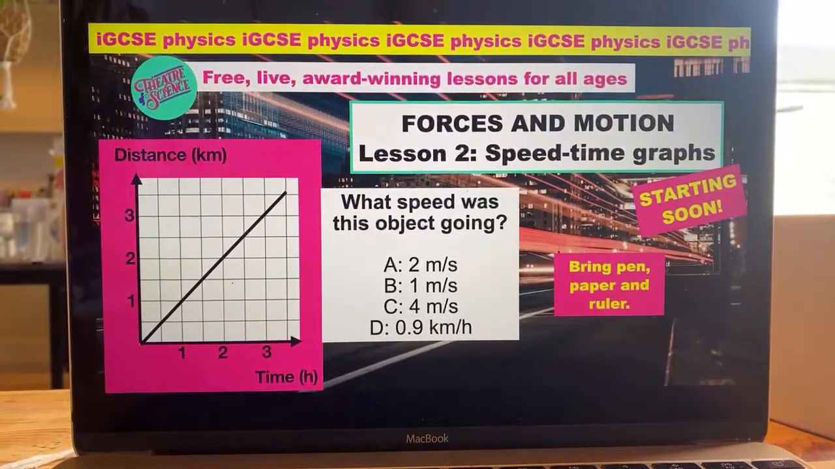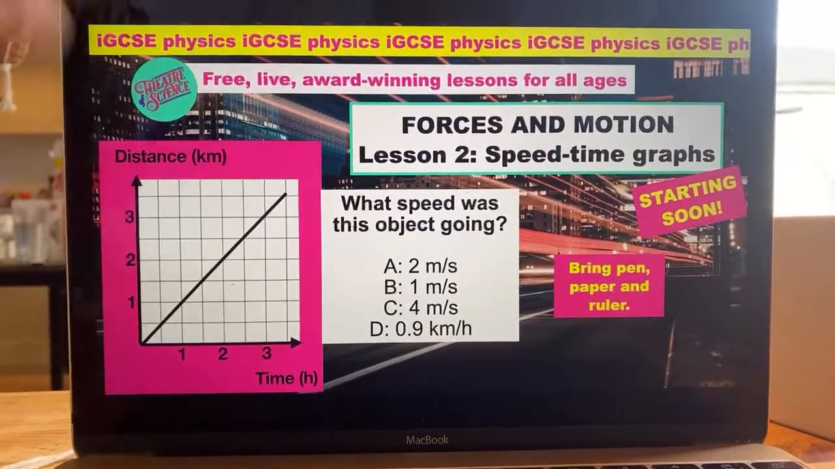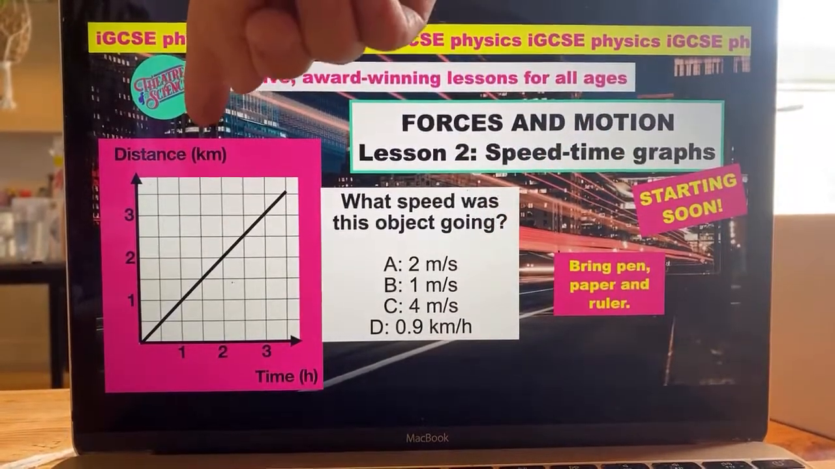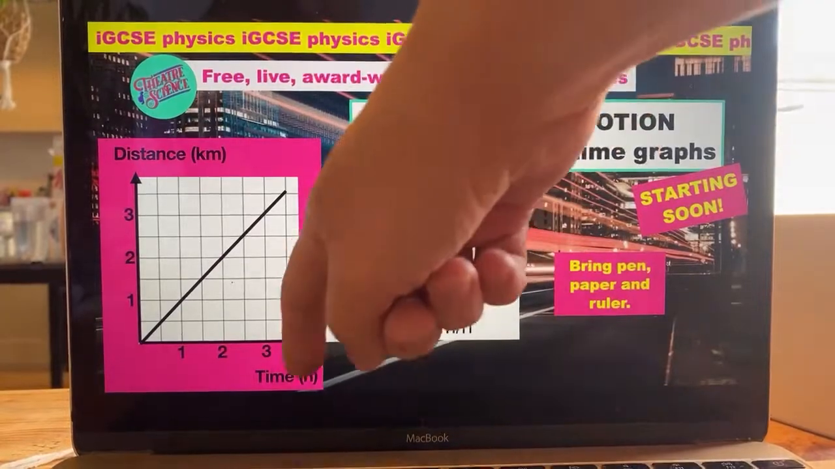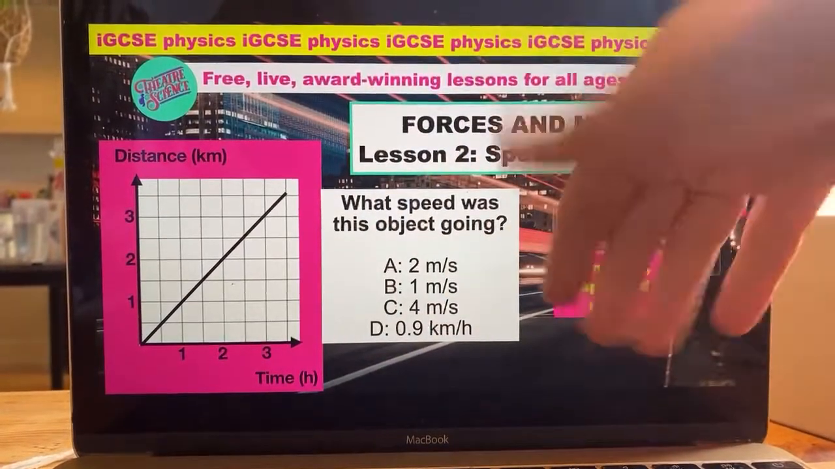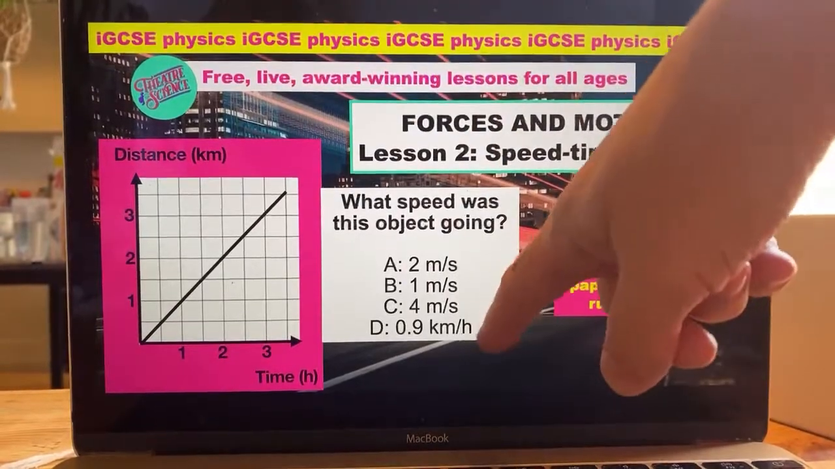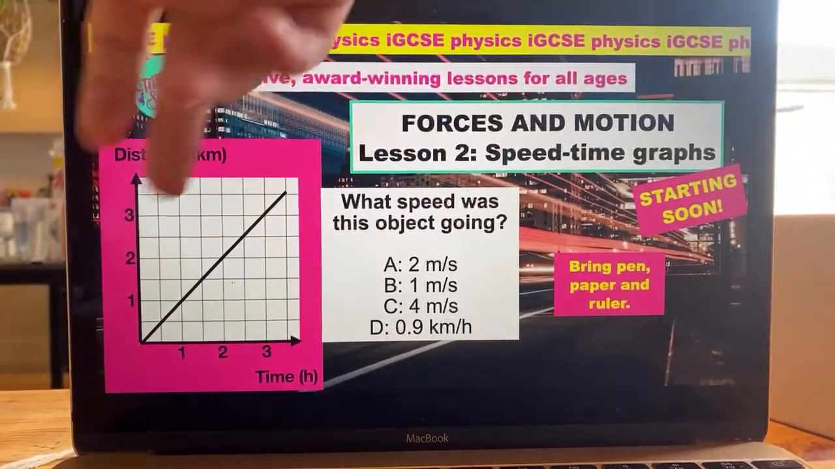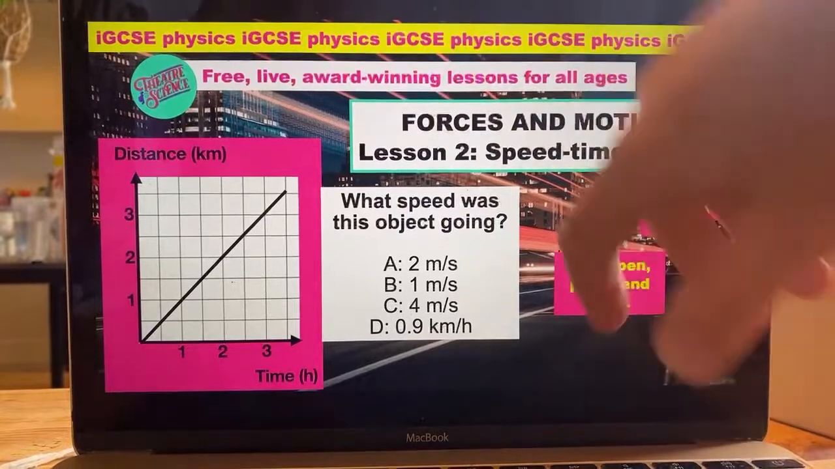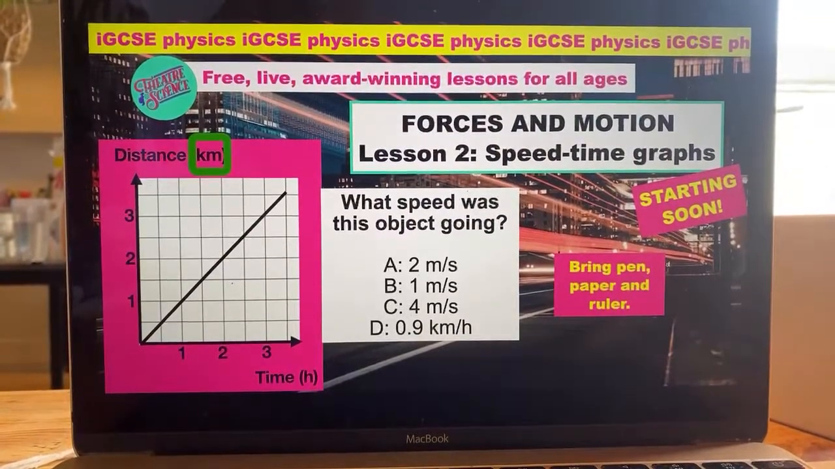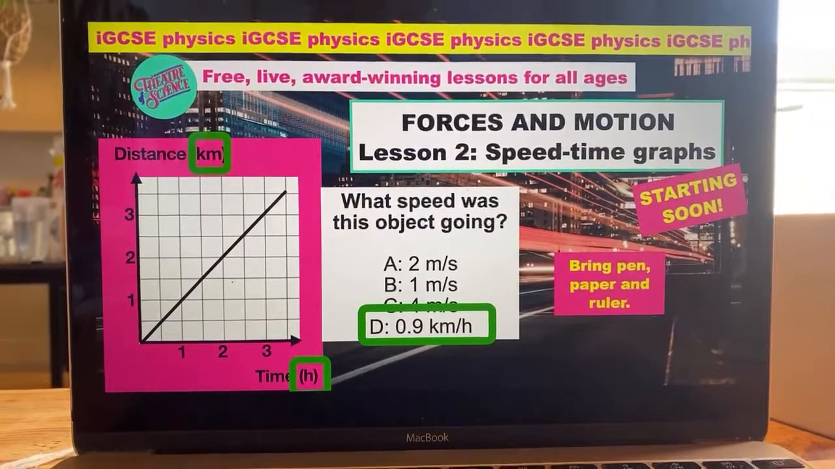But look what I did. Can you see how all the units here are in meters per second? But the graph is not in meters per second, it's in kilometers per hour. So the answer is not 1 meter per second. If you've got the answer 1, it must be that the line is quite thick, isn't it? Maybe we didn't read very accurately. The answer is actually 0.9 kilometers per hour.